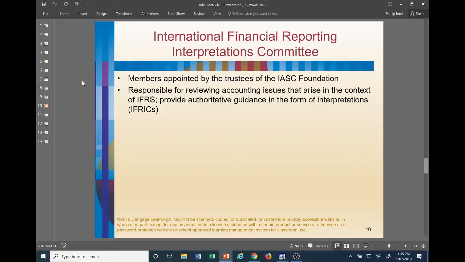So, the International Financial Reporting Standards Interpretations Committee. The trustees also appoint the 14 individuals to the Interpretations Committee. The committee is responsible for reviewing accounting issues that arise in the context of IFRS and providing authoritative guidance in the form of interpretations that are known as IFRIC.